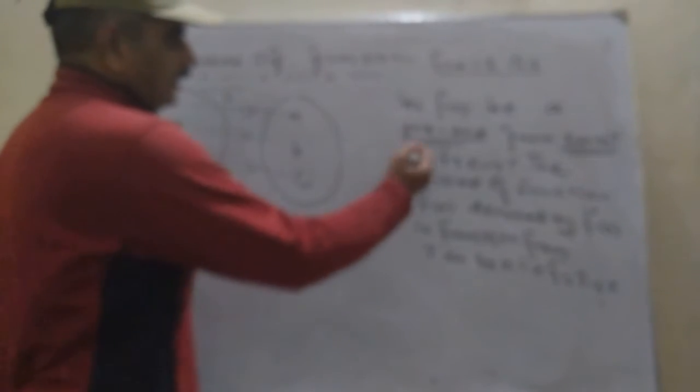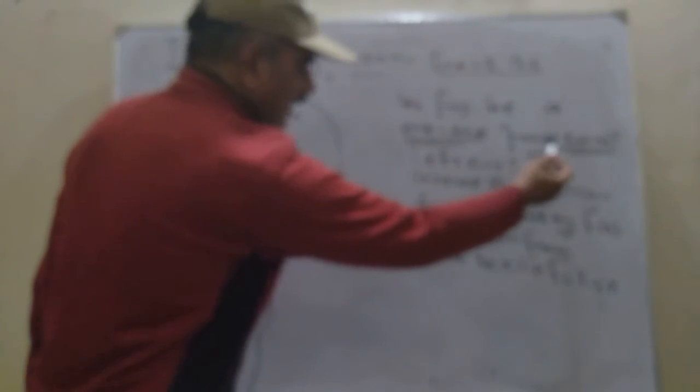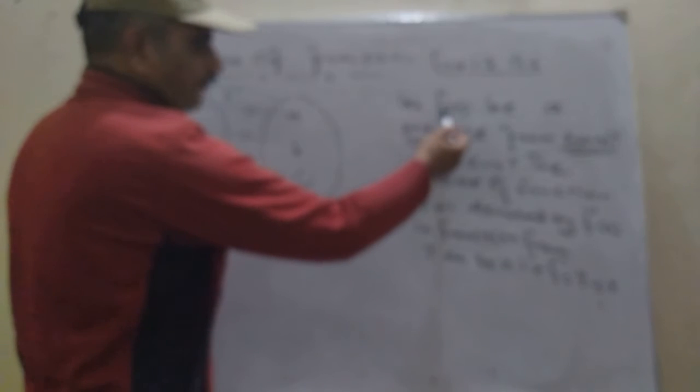Then we have the definition of the inverse function. Let f(x) be a one-to-one function from X onto Y.